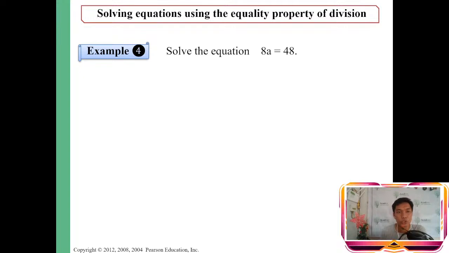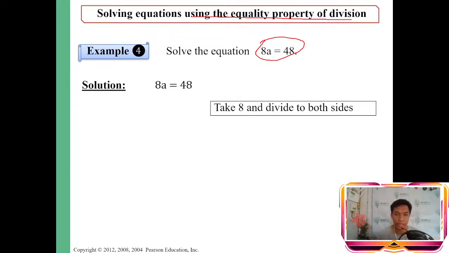So we have here solving equations using the equality property of division. Here is the equation: 8a equals 48. So the solution is this one. 8a equals 48. So what should we do? We take out 8 and divide both sides. Take note of this one, both sides, left and right. So 8a divided by 8 equals 48 divided by 8, so that we can cancel 8 and 8, it becomes 1. And then a is equal to 6.